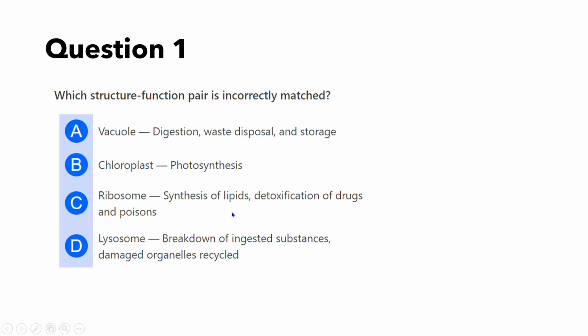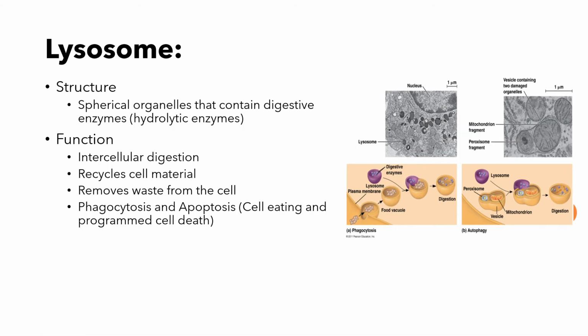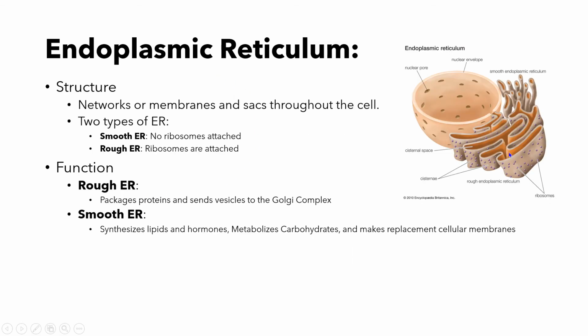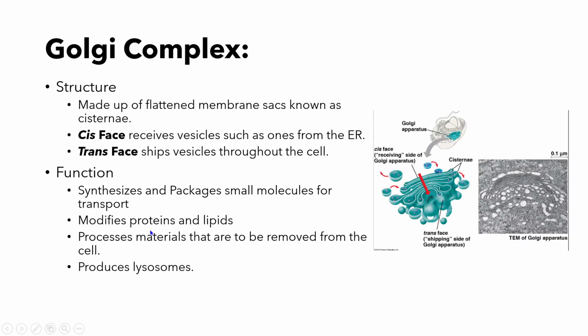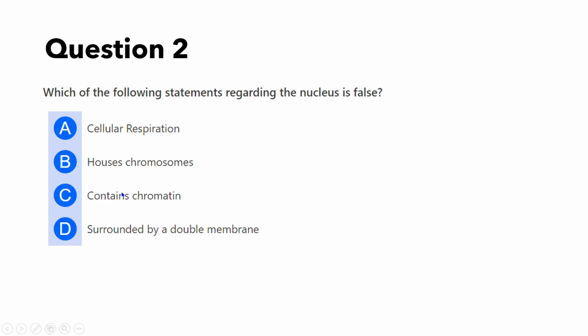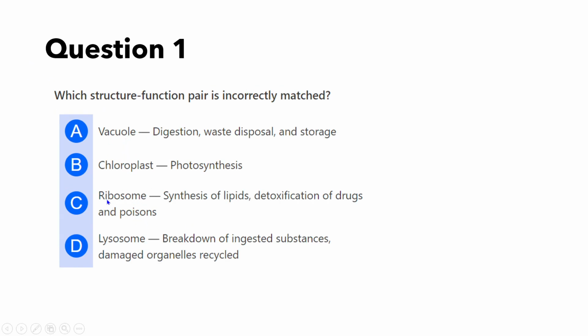Ribosomes: synthesis of lipids, detoxification of drugs and poisons. Now, if we go back to ribosomes, we can see that their function is protein synthesis, and the synthesizing of lipids is actually something that the smooth ER does, so this is wrong. So C is wrong, so C is the correct answer. And if we go to lysosome, digestion, breakdown of digested substances, this is what a lysosome does. So C is the correct answer for this question.